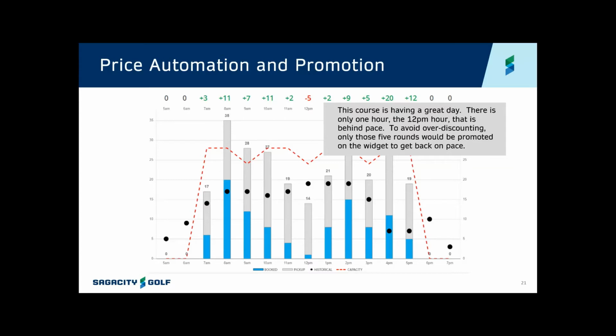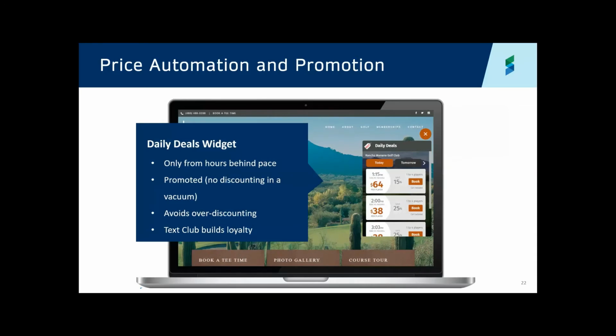That's a very, very key distinction, that you can control the discount depending on how far behind pace you are. The discount can change as the rounds fill in, and it will ultimately go away. Because again, the idea here is to know as early as possible if you're ahead or behind pace, and adjust your prices accordingly. And we've got a cool little widget that puts these tee times that need greater promotion right on your website.